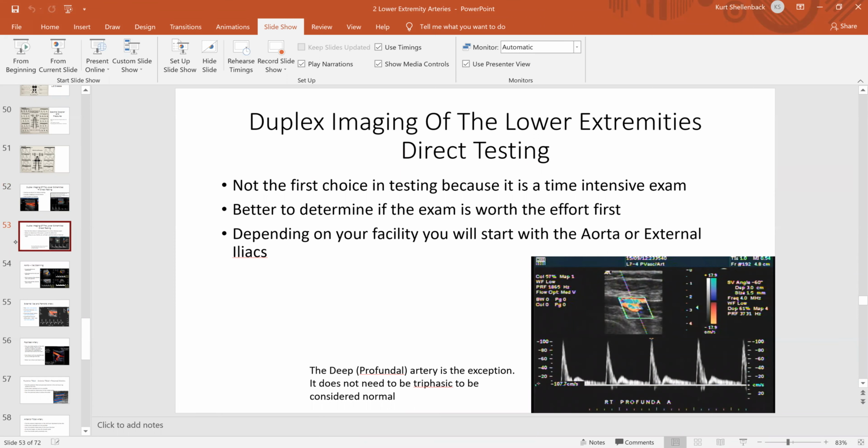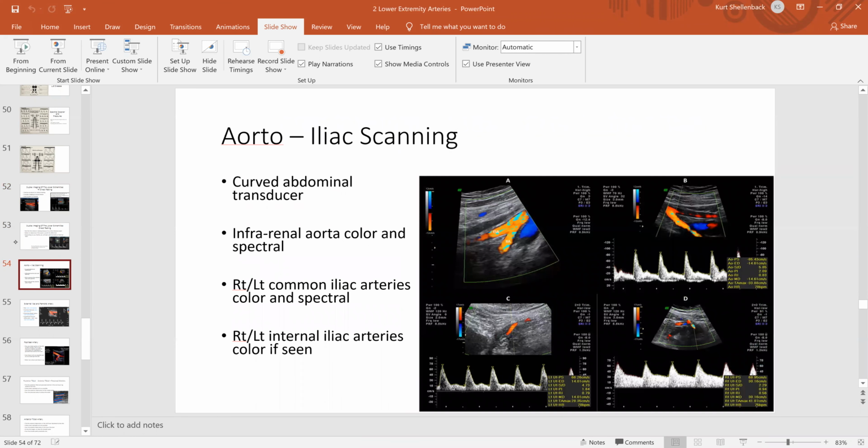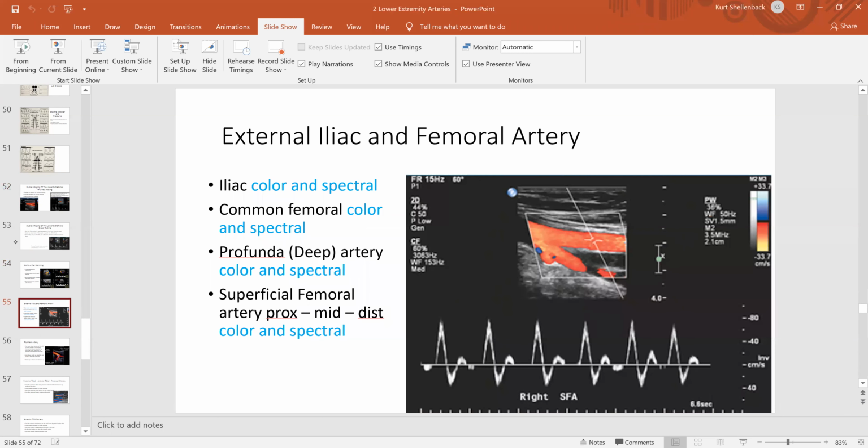So duplex, not the first choice because it's time consuming. Depending on your facility, you will start at the aorta or at the external iliacs or the femorals. Deep profunda artery is the exception. I'll talk about that tomorrow. Deep profunda artery. Sometimes we use a curved transducer.